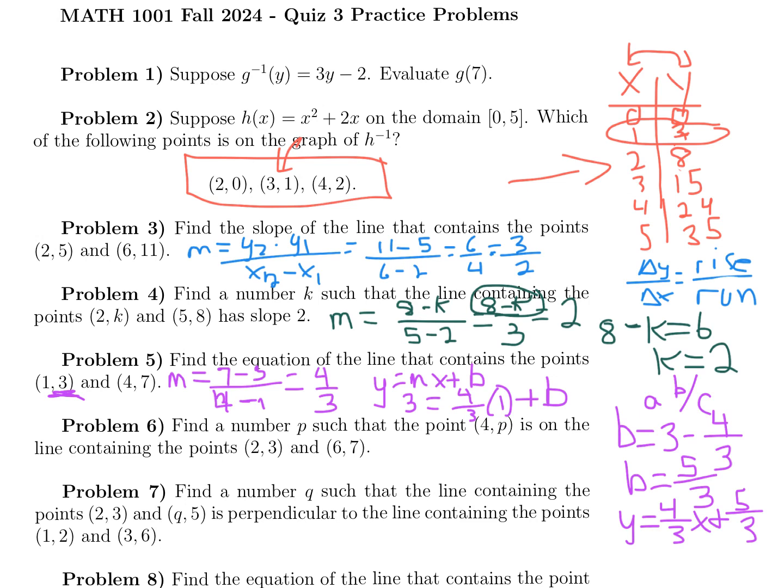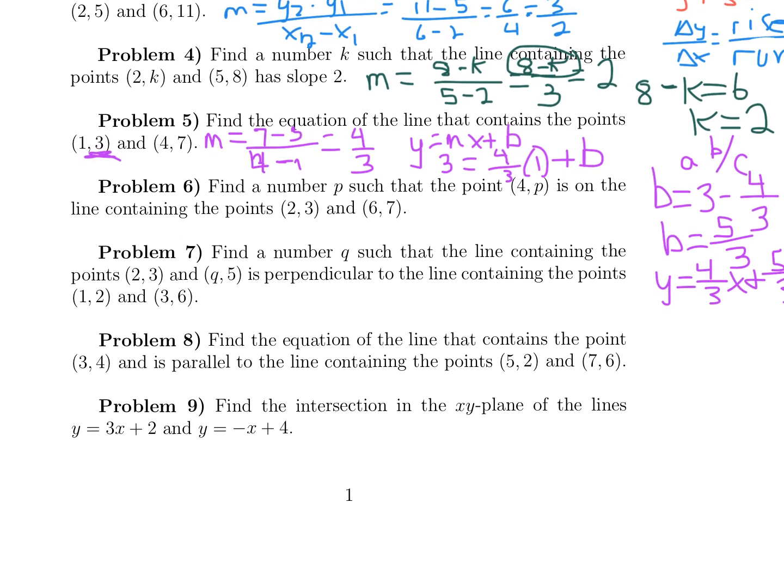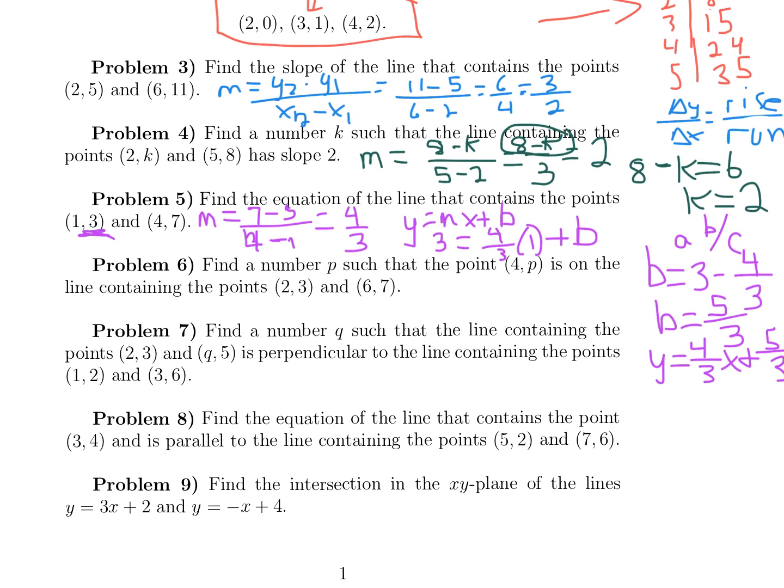Okay, so problem 6, I'm just going to go to another page because we're getting kind of crowded here. Hang on a sec. What are we going to? 9. Okay, so problem 6. Hang on.